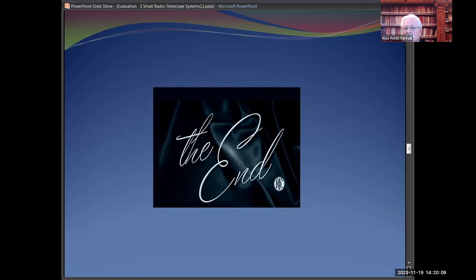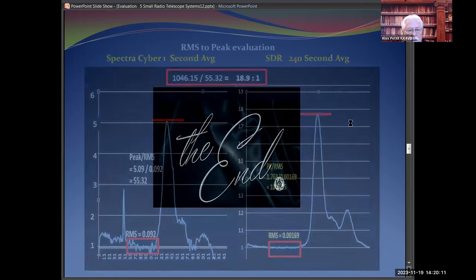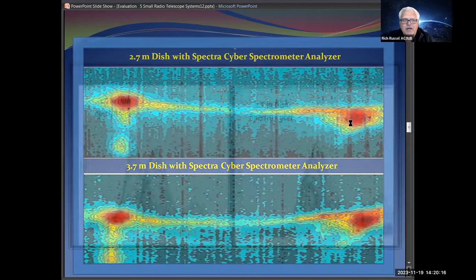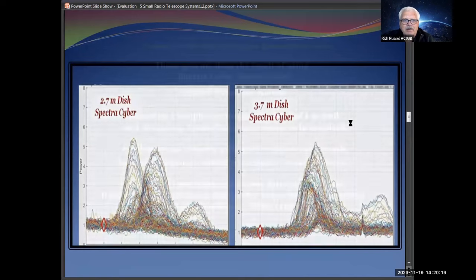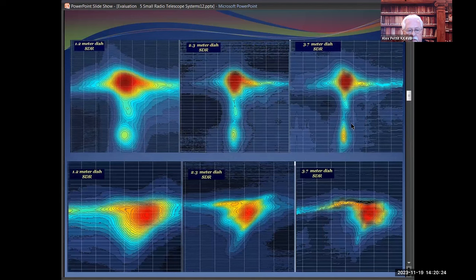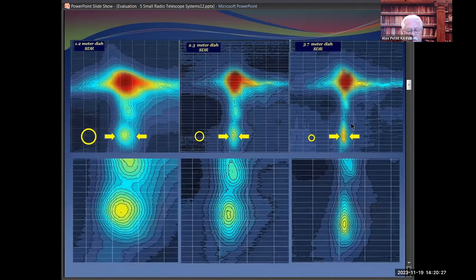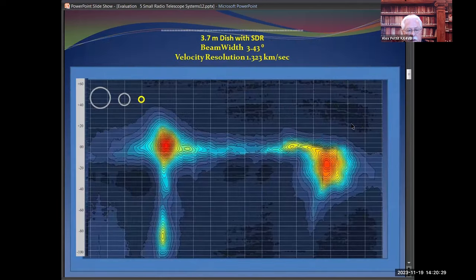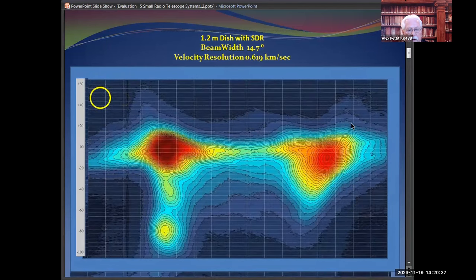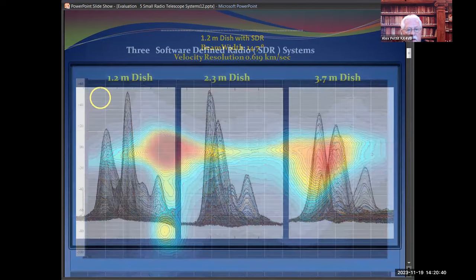Any questions? All right. What's your next steps, Alex? Do you need more data from anybody, or do you want to do something else? I don't know. My software is so fragmented right now, I don't think I need any more data. I was just trying to evaluate what the improvement is. And I think this is a fairly good illustration of what you get with different sized dishes. Very good. That's the story.